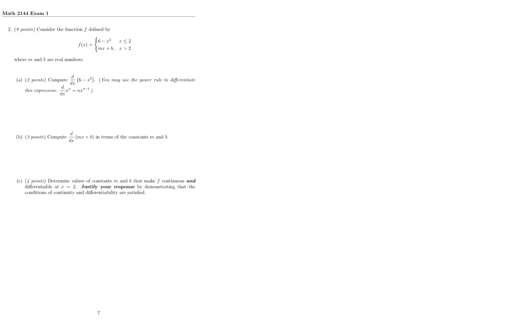All right, so for this one, it says consider the function defined by this thing. I want to compute the derivative, so I can use the power rule to differentiate. So the derivative with respect to x of 6 minus x squared is going to be the derivative of 6 is 0, and then I'll have minus, and the derivative of x squared is 2x, so it's equal to negative 2x.